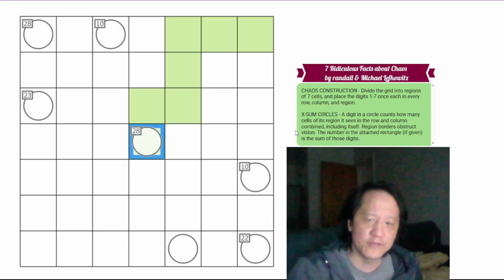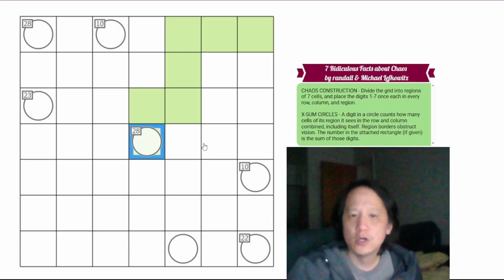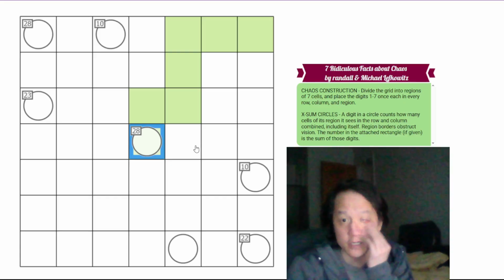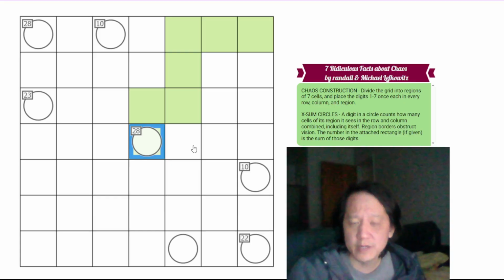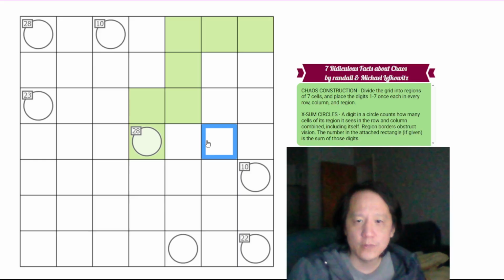We also have X-sum circles, where a digit in a circle counts how many cells of its region it sees in the row and column combined, including itself. And region borders obstruct vision. The number in the attached rectangle, if given, is the sum of those digits.